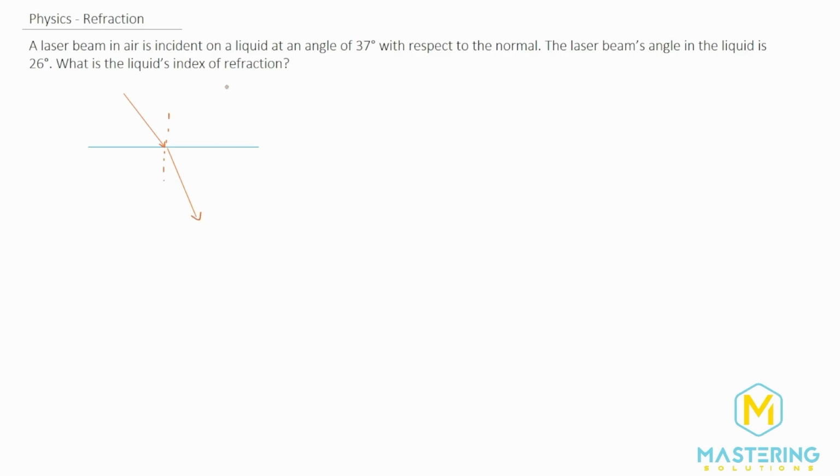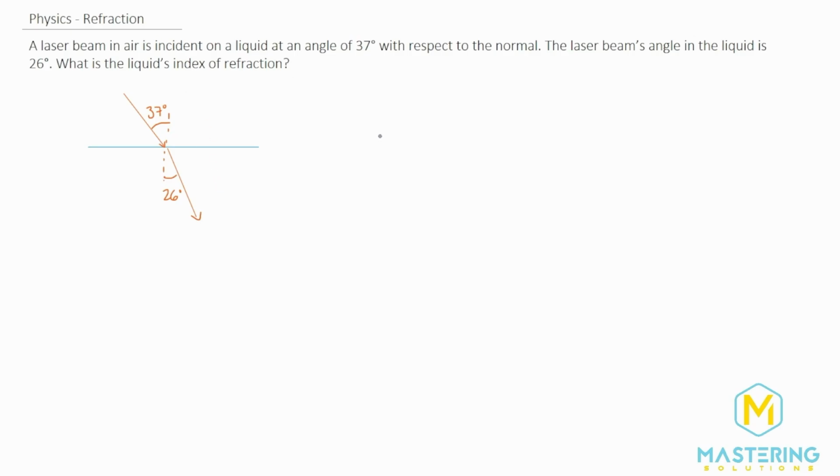And what are those angles? They tell us that the laser beam is incident on a liquid at an angle of 37 degrees with respect to the normal. So that means from the normal out, that angle is 37 degrees. This angle right here, the laser beam in the liquid, is 26 degrees. And so, of course, we're going to be using Snell's law here.